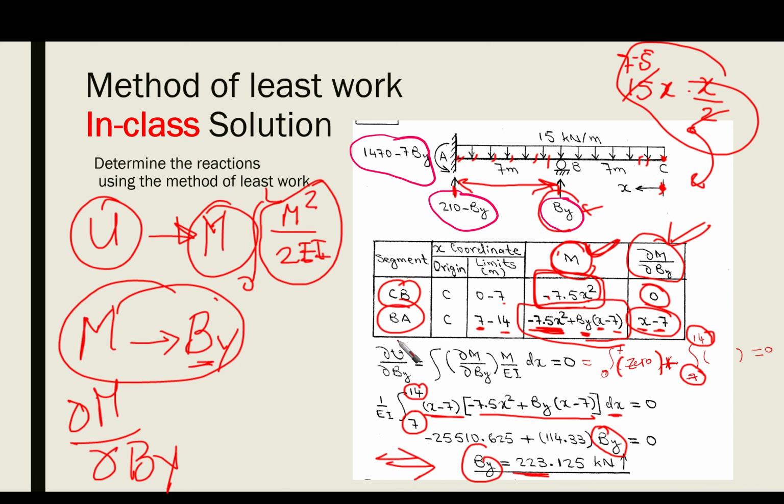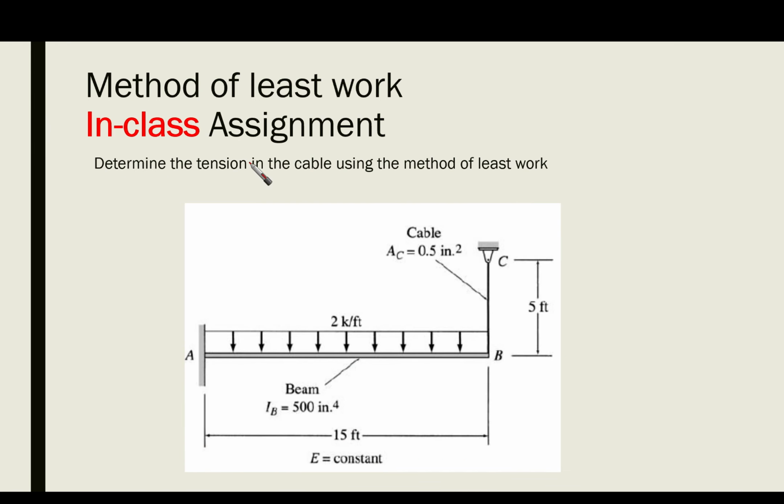So this is the first in-class assignment. Let's go to another in-class assignment, which is a little bit combining the two concepts that we have explained before. Here in this system we have two components, two elements. The example is: determine the tension in the cable using the method of least work.